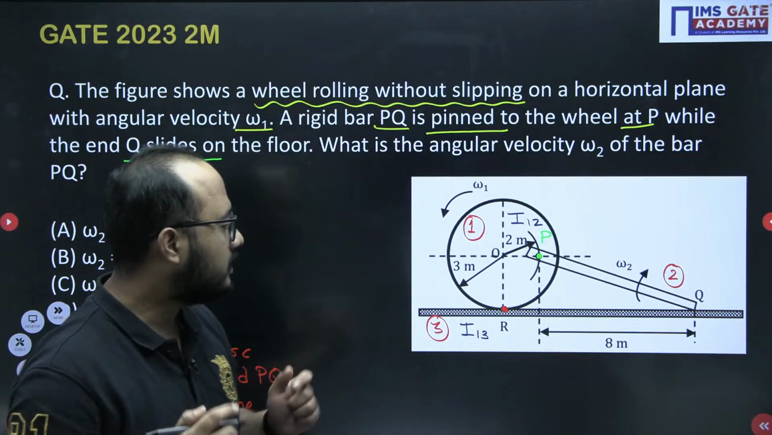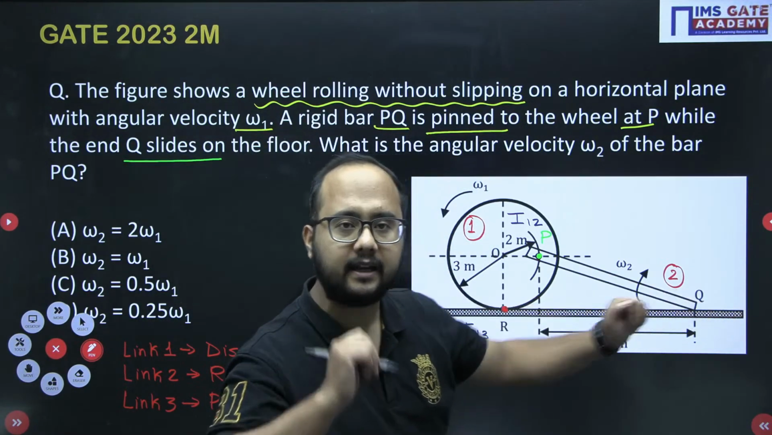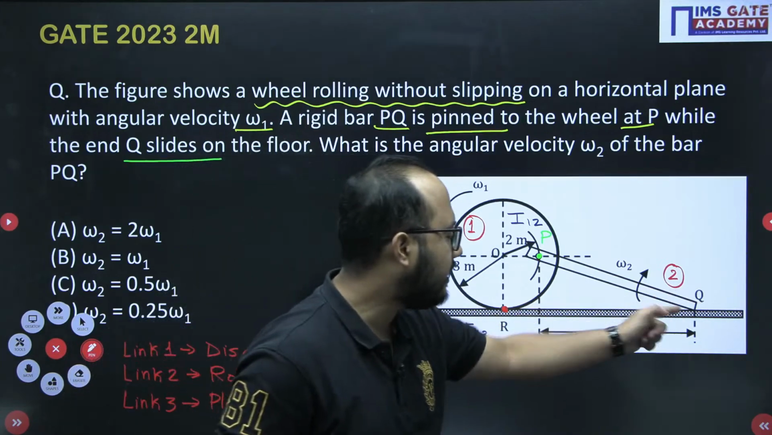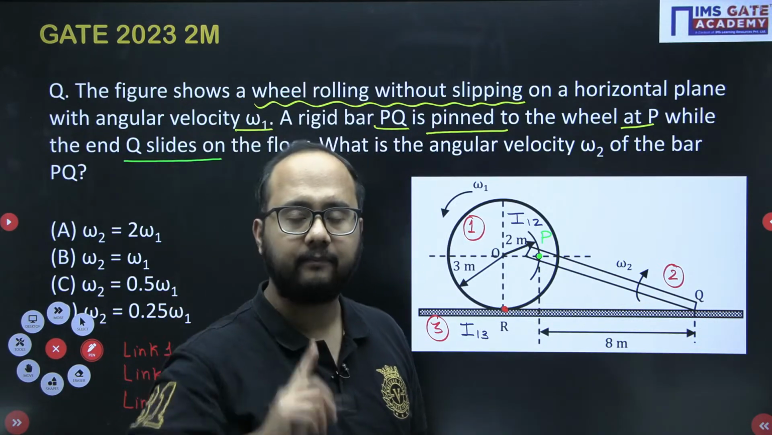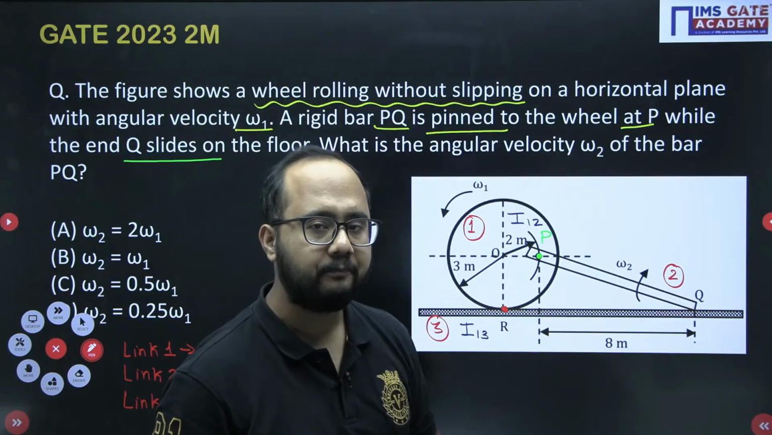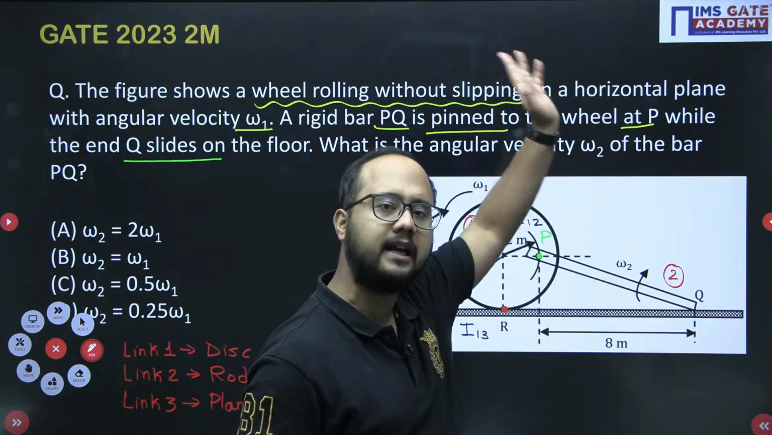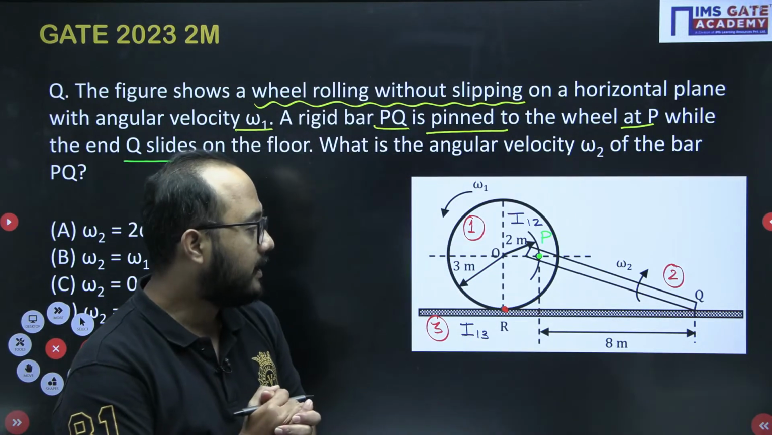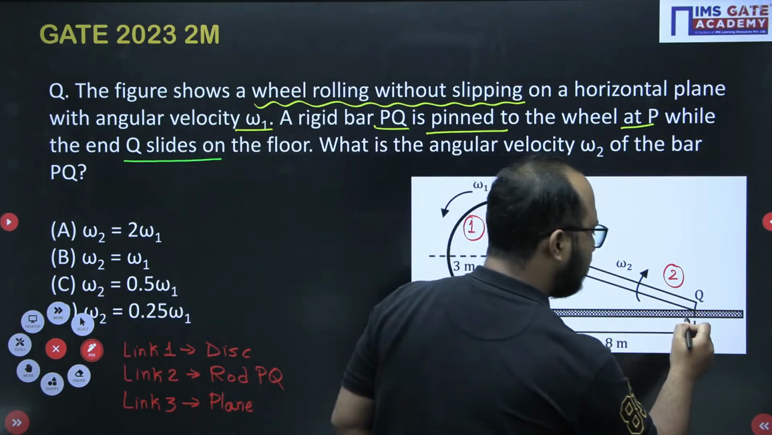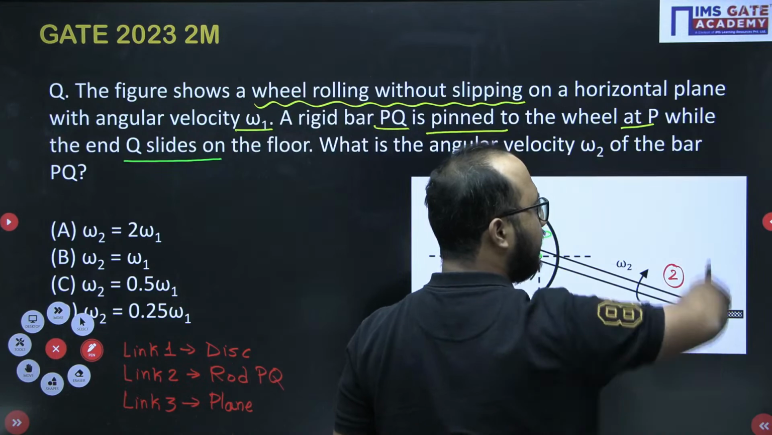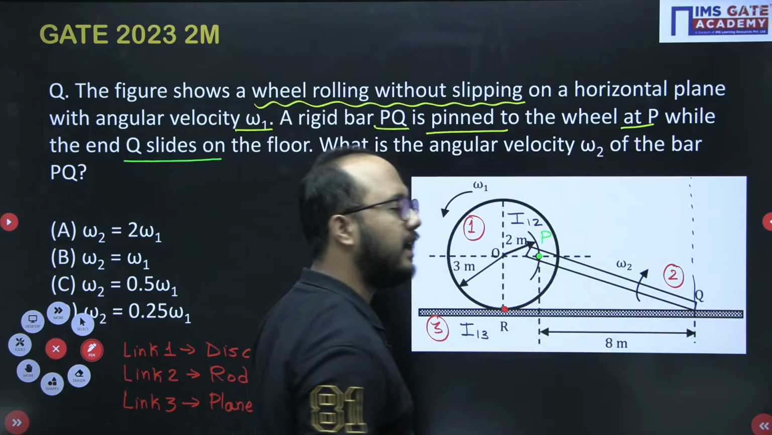Now, the second thing: as Q point is sliding with respect to the third link, which is the horizontal plane, the I center will definitely be at infinity, because sliding is happening here. That point is clear. The I center of Q with respect to 3 will be at infinity, but the point is where it will lie. Since Q is sliding with respect to the horizontal plane, I will draw a perpendicular vertical line like this, but where it will be, I don't know.